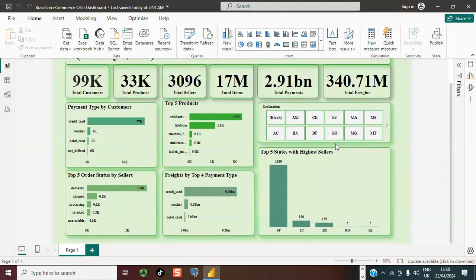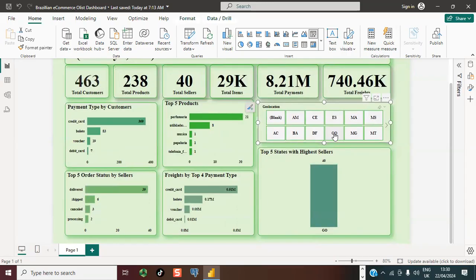So I'm just going to click onto, let's say, Geo. If I click on Geo, you can see that the dynamics and statistics of the data has changed. So for geolocation, in this instance, it has 463 customers with 238 products. There are 40 sellers in that location and a total of 29,000 items. The total payments recorded, 8.21 million, and total freight cost, 740.46.